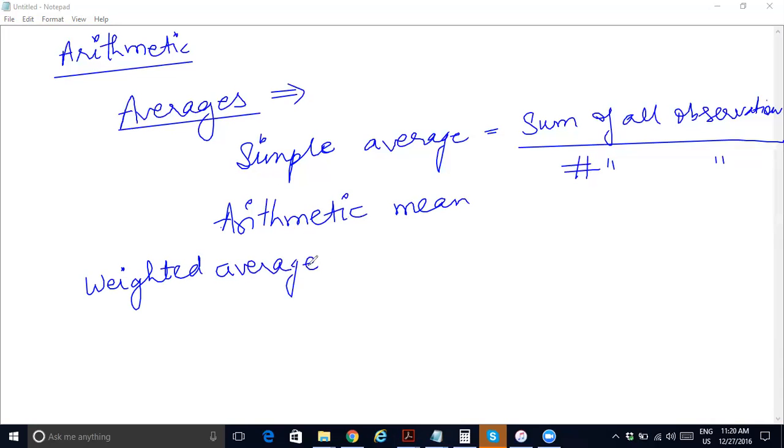I don't know weighted average. Like sum into something plus, I don't know actually. So, okay, when do we use average?